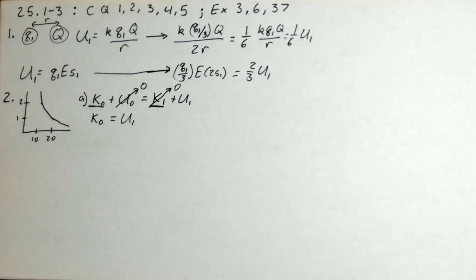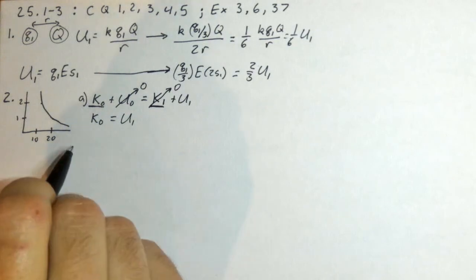We have all kinetic to start, and we lose it all in increasing the potential energy. It's like rolling a ball up a hill. I give it a big push, lots of kinetic energy, it rolls and stops. But now it's got the potential to do something, roll back down. Okay? And so that's what we're seeing here.